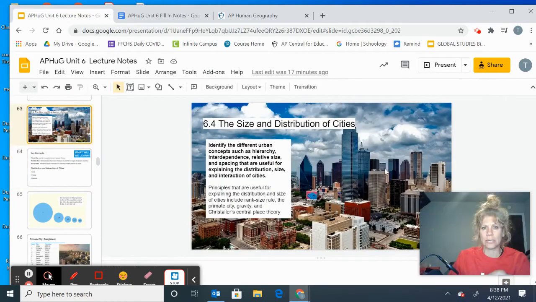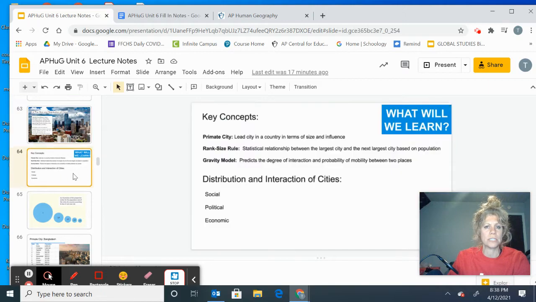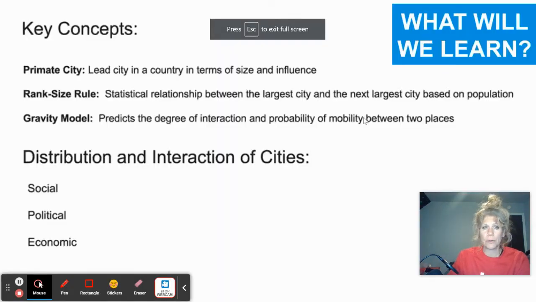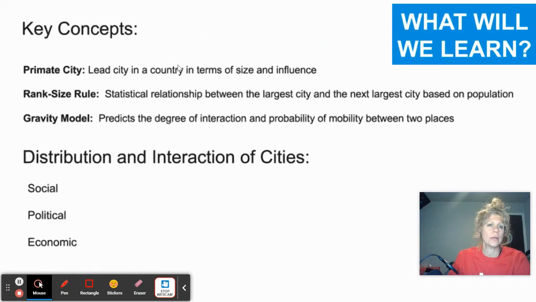So in the standard, again, we're talking about size and distribution of cities. And let me blow this up for you really quick. In that first part of your notes, you are going to need to know these key concepts and their definitions. So again, you can pause the video if you need to, but a primate city is going to be a lead city in a country that has a huge influence of not only size, but just its resources.